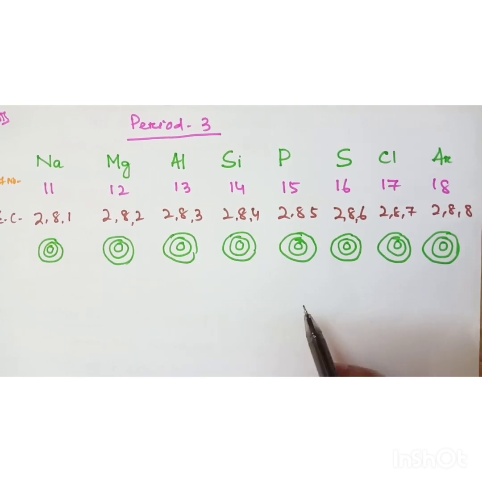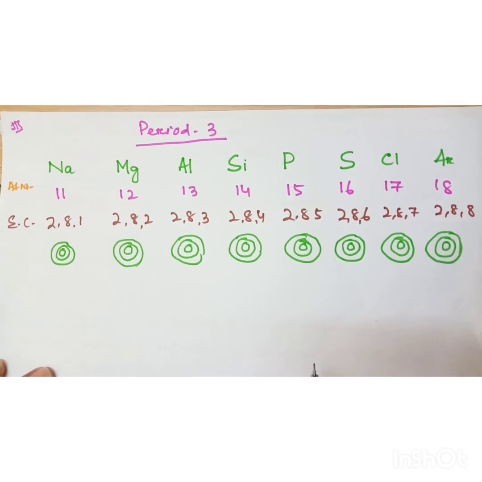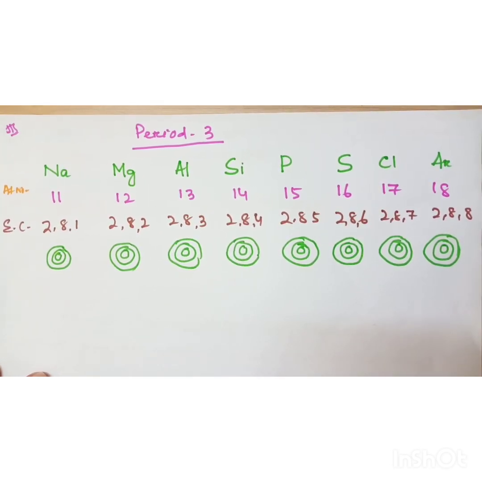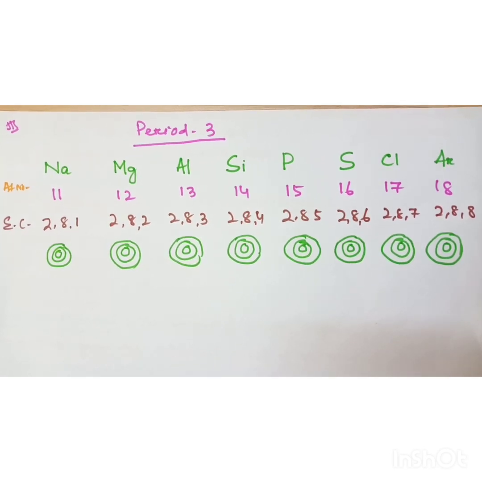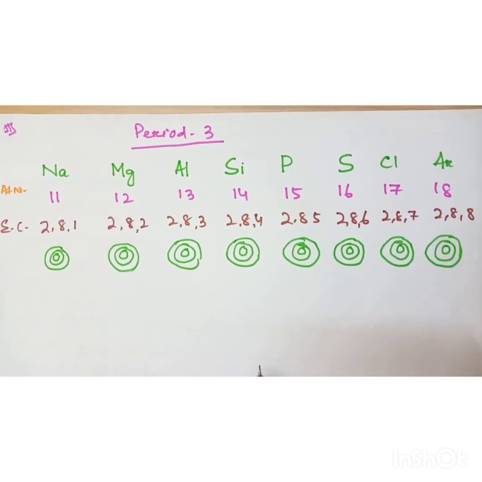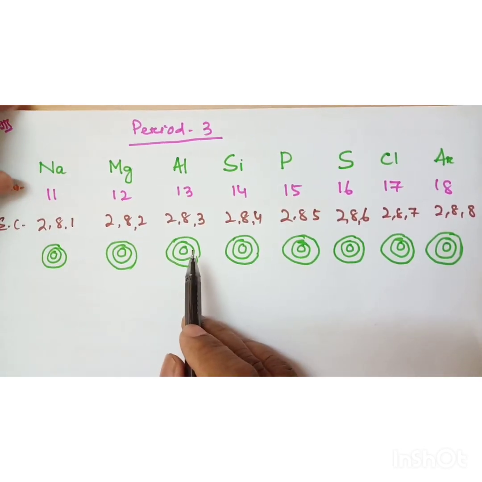The greater the nuclear charge, the greater the attraction on the electrons of the outermost shell. Therefore, the electrons on the outermost shell are more firmly held. So more energy is required to remove the electron. Therefore, the ionization potential increases.